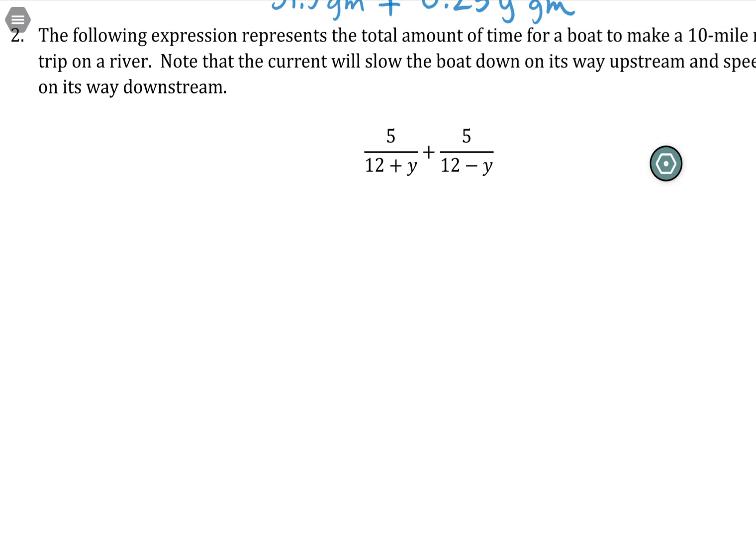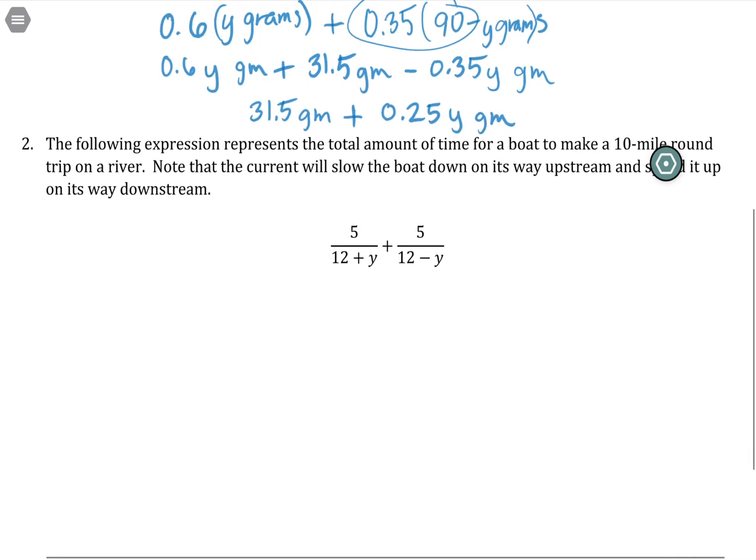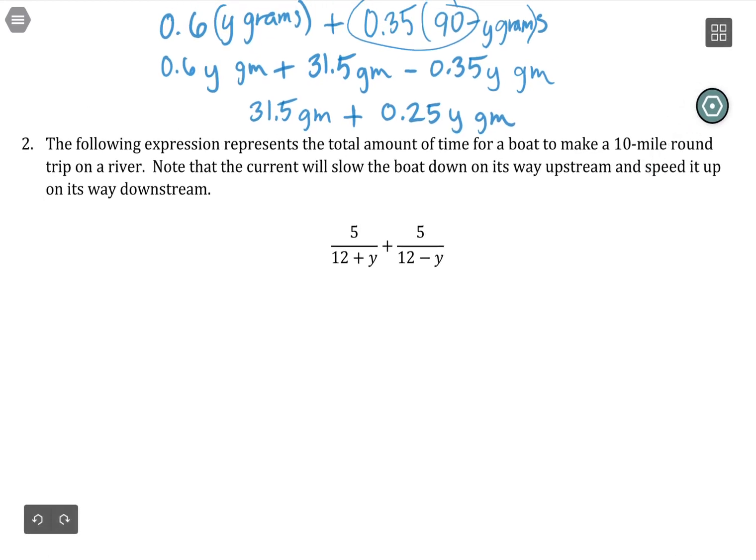Okay, next one, I'm going to actually give you the expression. I might need to throw in some units in here, in hours. And we're going to see if we can pick it apart and figure out what the pieces mean. Now, I think we have enough info that it's not totally unreasonable for us to sort some of this out. So we have a boat that's making a round trip on a river. So let's just pretend it first goes upstream and then comes back downstream. It's 10 miles total. It has to get back where it started.